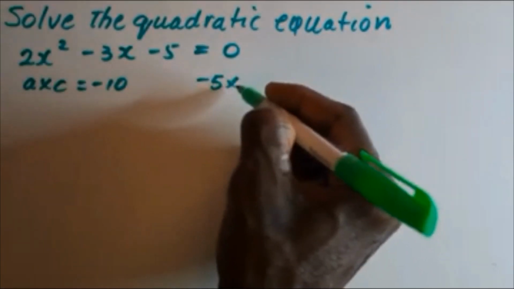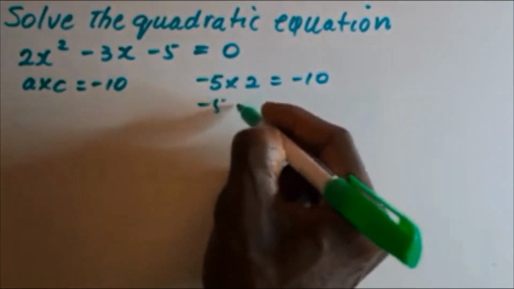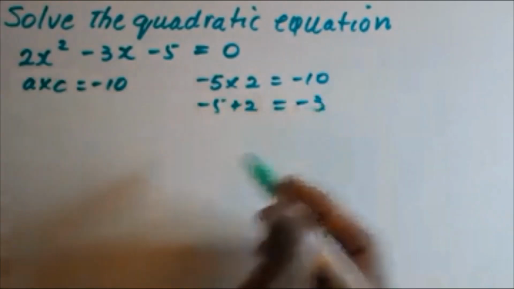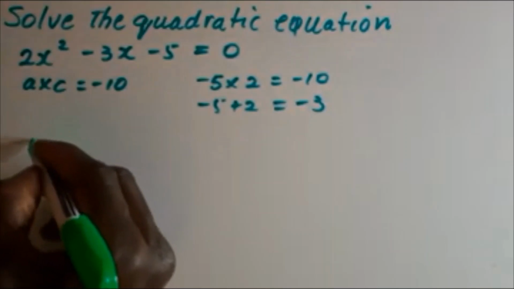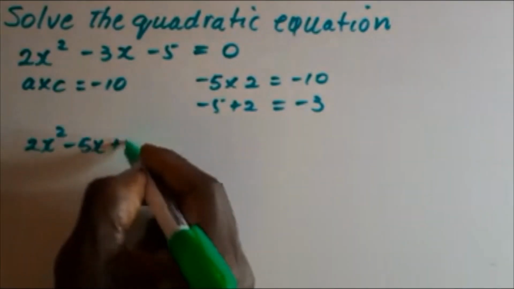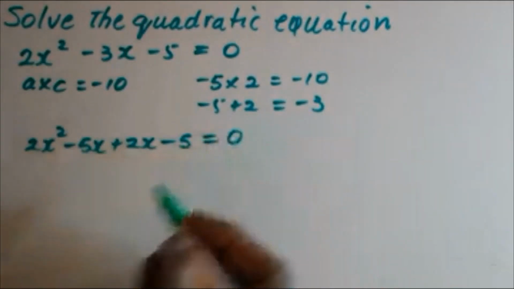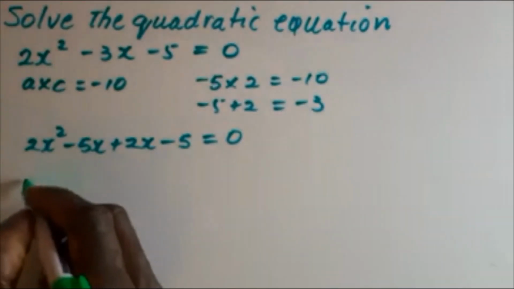They are negative 5 and 2. Multiplied they give us negative 10, and if we add negative 5 to 2, we have negative 3. So we'll rewrite this quadratic. It's 2x squared minus 5x plus 2x minus 5 is equal to 0. Now minus 5x and 2x replaces minus 3x. And now we can go ahead and factorize this.